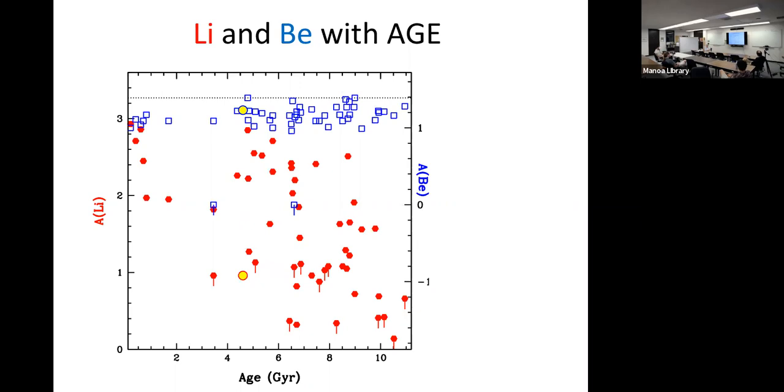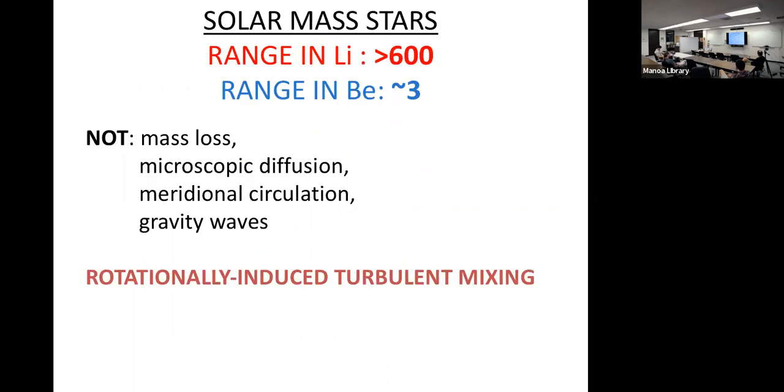And lithium and beryllium with age, you see quite a trend with age. The older stars have had more time and have been able to deplete more lithium. That's not the whole story. So here we have a range of over 600 in the amount of lithium in these stars. In beryllium, there's maybe a range of 3.